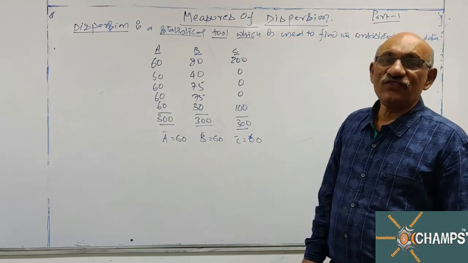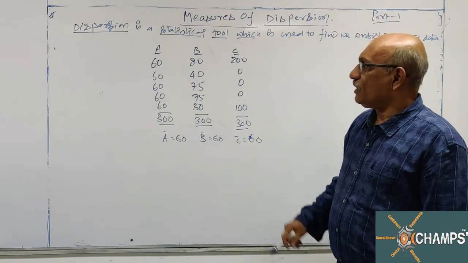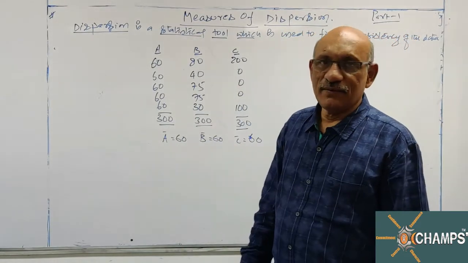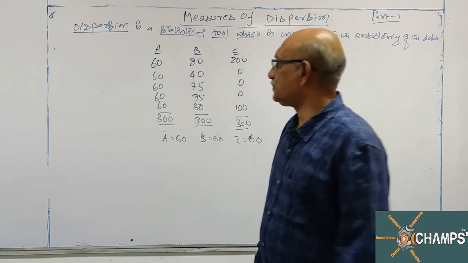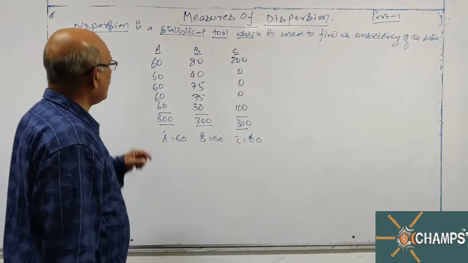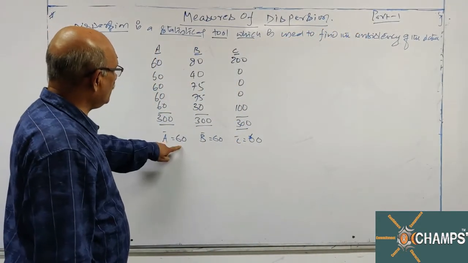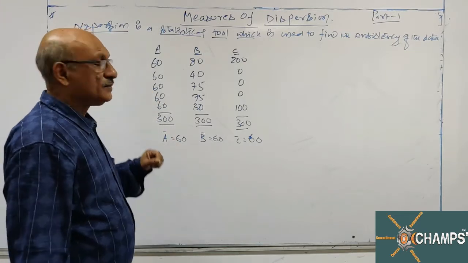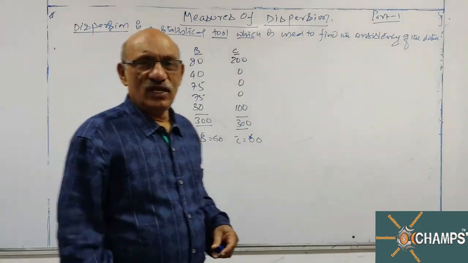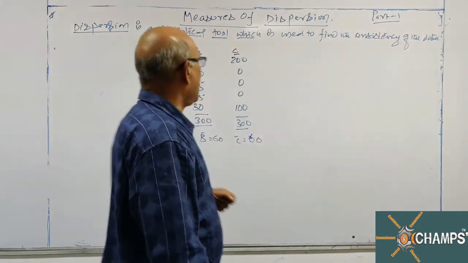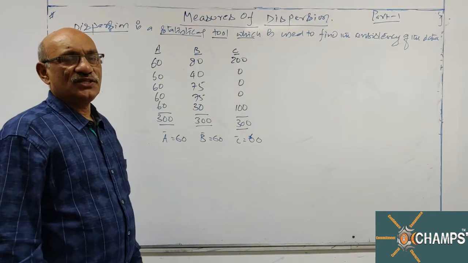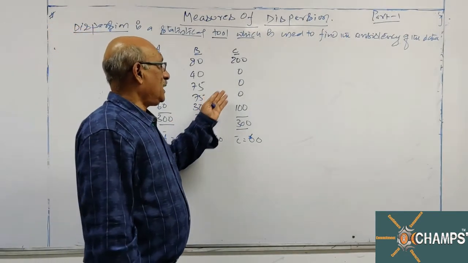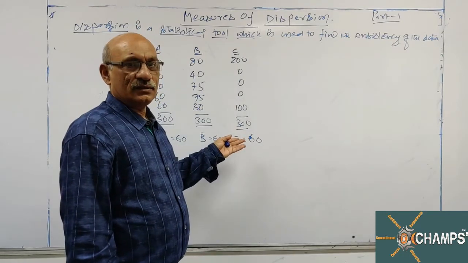But when you go to the consistency, what am I doing? Deviations I am taking from a central value. When I take deviations from a central value, 60 minus 60, 0, 60 minus 60, 0, 60 minus 60, 0. So for A, there is no deviation at all. But as far as B is concerned, some deviation is there. It may be a positive value or a negative value. And for C, there is more deviation.